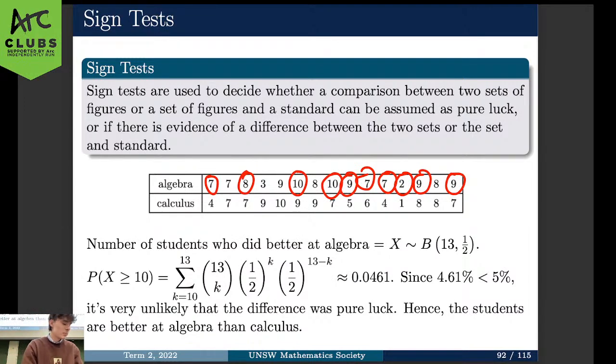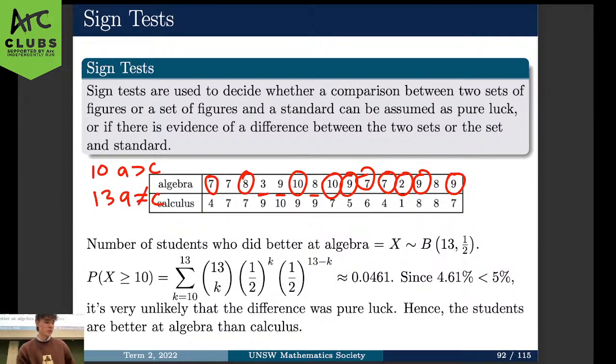Our second step is to look at all the total cases where there is a difference between the two sets. So we also count where algebra is strictly less than calculus. And that occurs here. It occurs here and here, right? So in other words, there are 10 times when algebra is strictly greater than calculus, and a total of 13 times when algebra and calculus are non-equal.